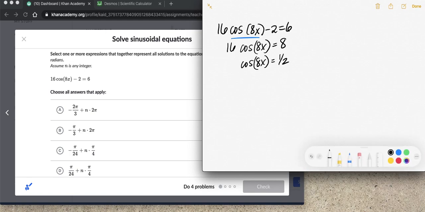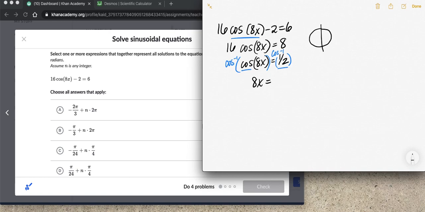And now that it's isolated, we're just asking ourselves the question, when does the cosine equal 1/2? That's an actual inverse cosine function. But that is on our unit circle, so we don't have to use a calculator. We can just say, hey, when does the cosine equal 1/2? If I'm thinking about my unit circle, cosine are my x values. So I'm really asking, when is my x value a positive 1/2, meaning this side right here is 1/2.